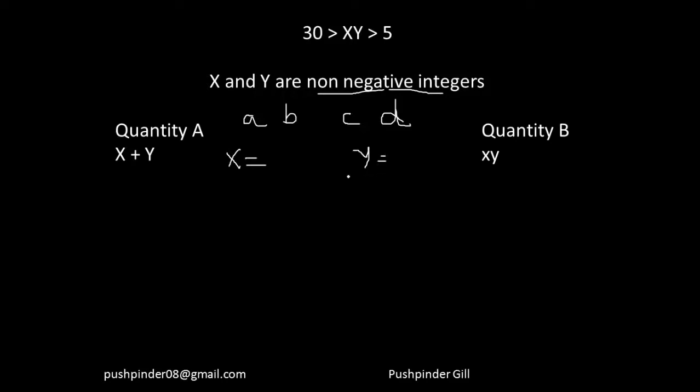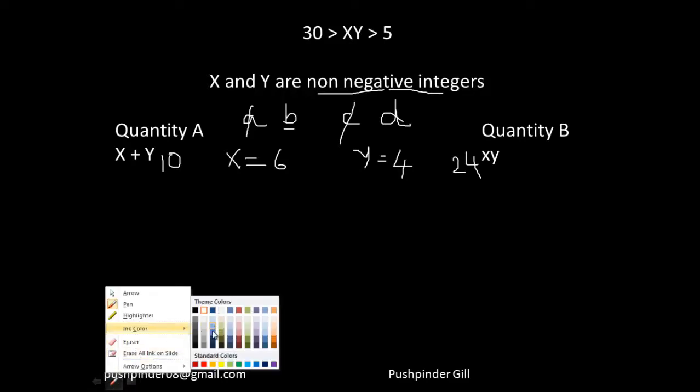Let's say x equals 6 and y equals 4, and xy is greater than 5 but less than 30. So here x plus y is equal to 10 and x into y is equal to 24. Now which of the options is greater? B is greater than A. That means A cannot be my answer and C cannot be my answer. I am left between B and D.